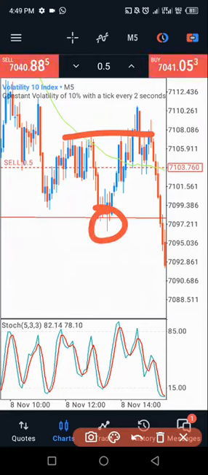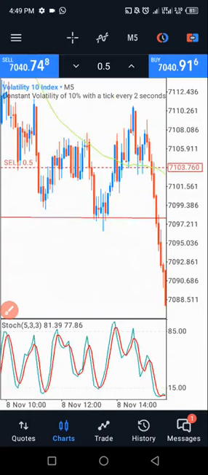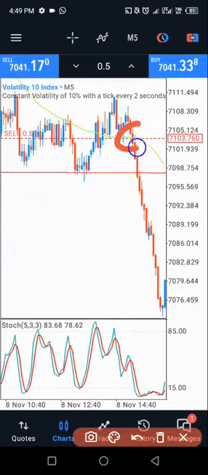Okay, so that was the liquidity that was taken. So what made me enter this trade? Remember, I took this trade somewhere here. All right, I took this trade somewhere here.